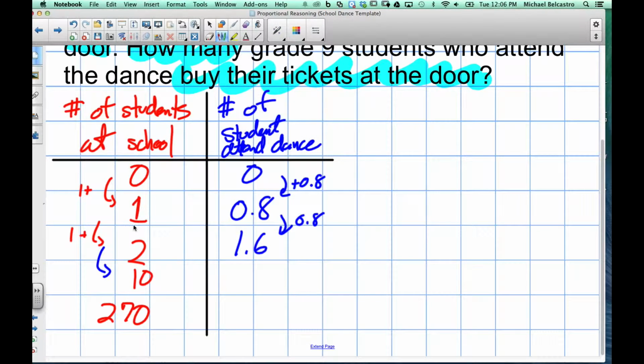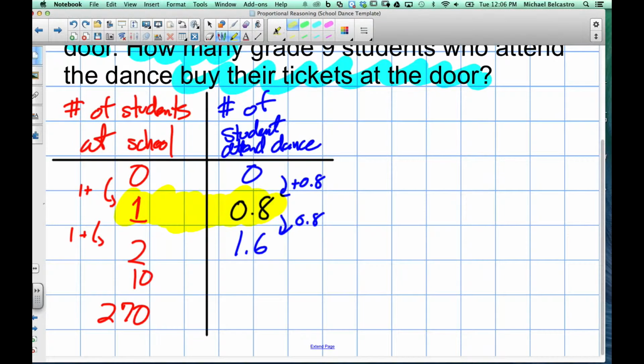Well, the reason I decided to figure out how many students would go to a dance if there's only one at a school is so we can use this as our base, our jumping base in our table of values. So let's highlight this. Okay, this will be our jumping base, this specific row here.